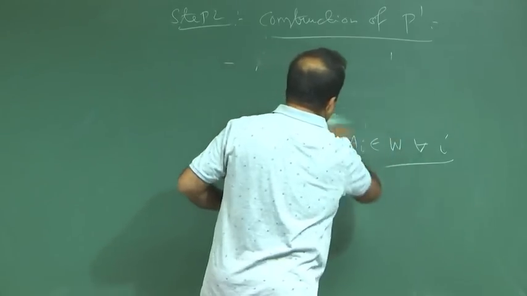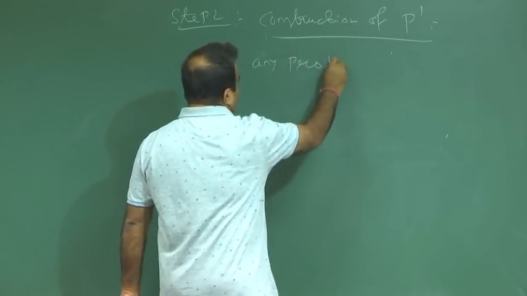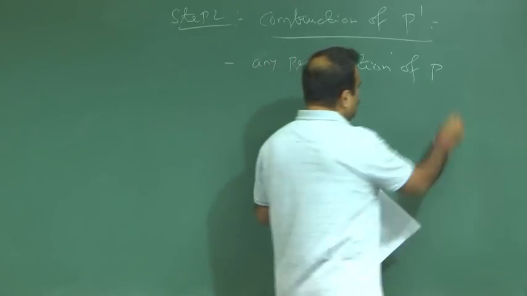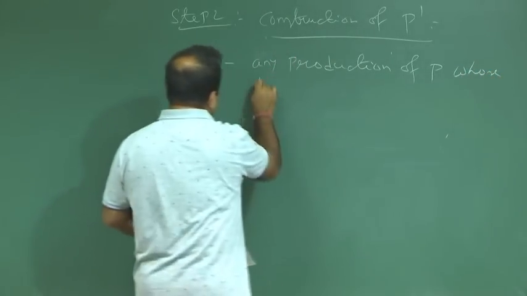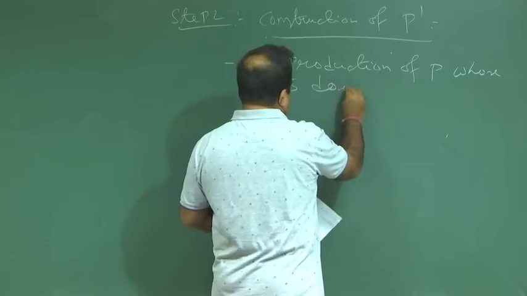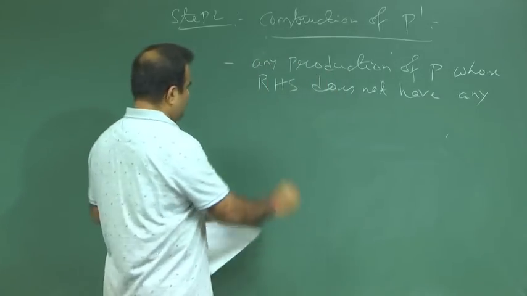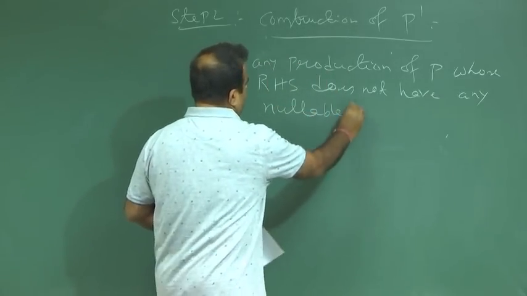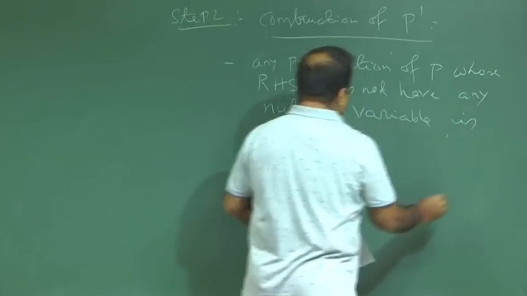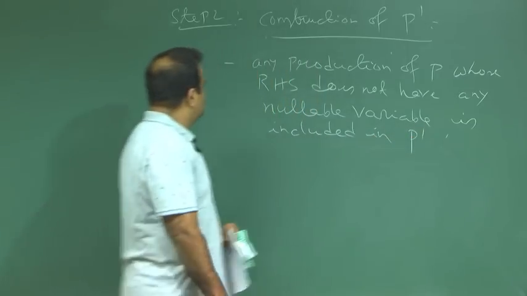So, any production of P whose right hand side does not have any nullable variable is included in P prime. So, that is the first step.